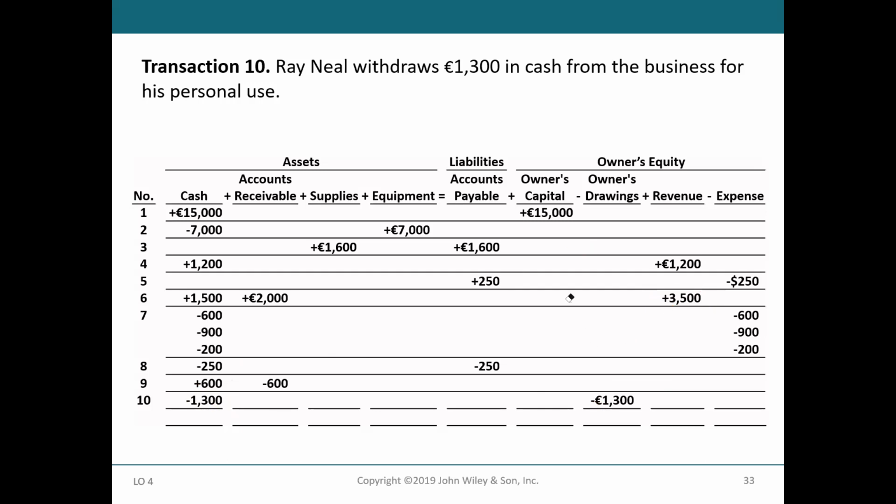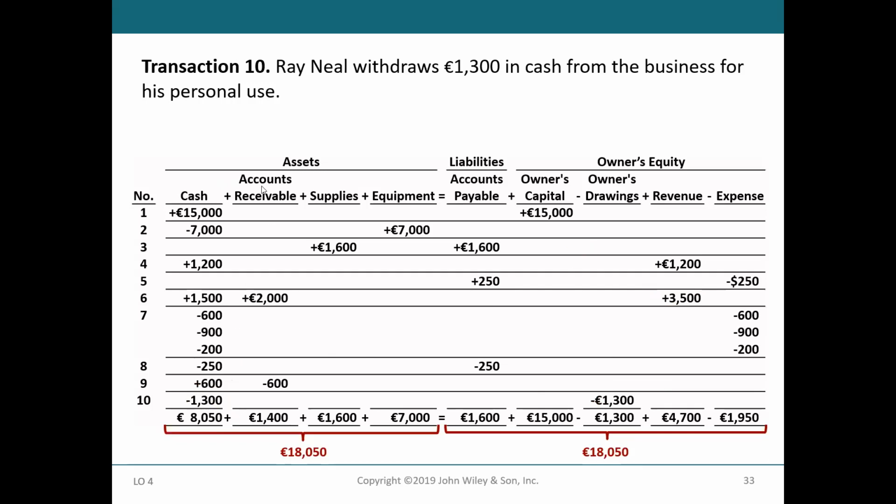Okay, let's go to the last one. We need to total all the columns. When you total all the columns, you're going to add everything together. And then you will see that the total of the left side will be equal to the total of the right side. So assets equal liability plus owner equity. It should always be equal. If you didn't get it equal, it means that something is wrong.